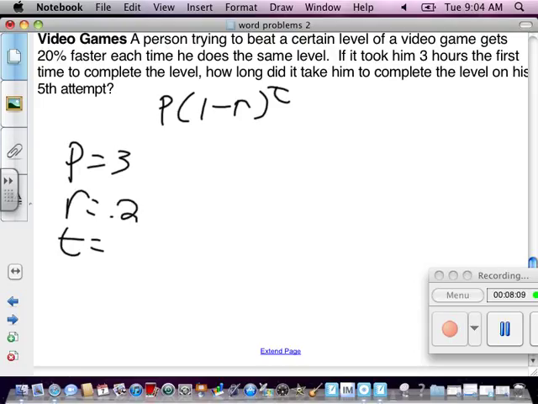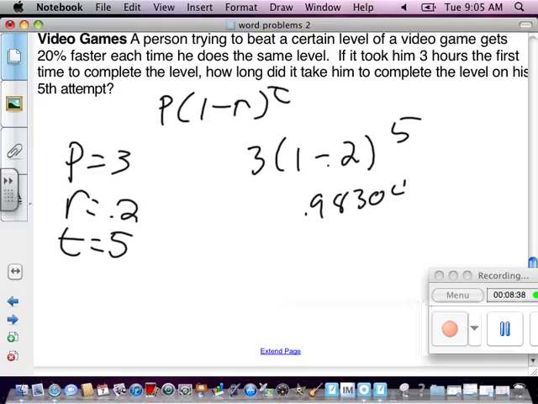That's kind of weird. What? 3 hours is the, but that's also the time that he started. 5, because it's his 5th attempt. I know it sounds weird, but if we're trying to figure out the number of hours, we're going to have to use his attempts as time. So we take 3 times 1 minus 0.2 to the 5, and we get approximately 0.98304 hours.